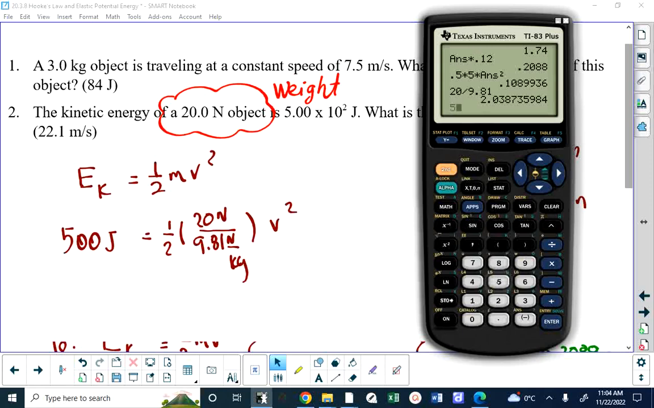I have to take that 500 joules and multiply by 2 because I'm dividing by 2 on the other side. And then I have to divide by the mass, and then I have to take the square root of the answer. So it's about 22.1 meters per second. Is that okay? Okay. Any other questions?